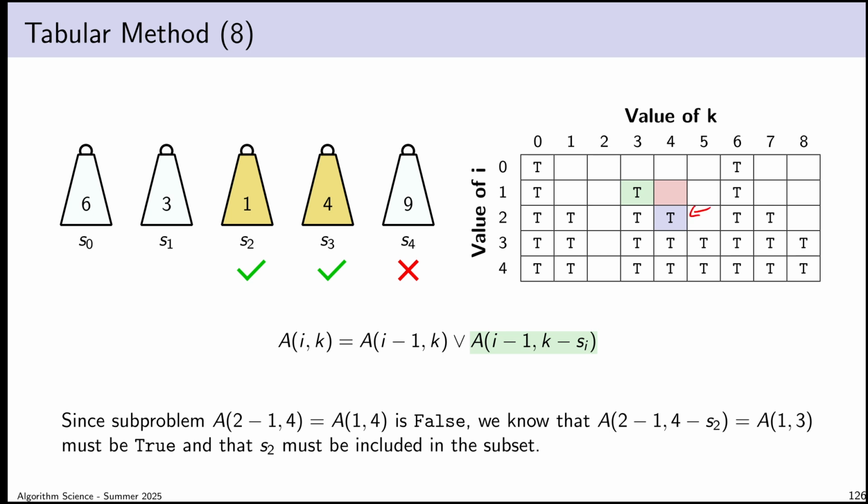I notice that A24 is true, but A14 is false. That means there is no way to construct a subset with total sum 4 out of just S0 and S1. In other words, S2 is indispensable. So S2 must be added to my subset.